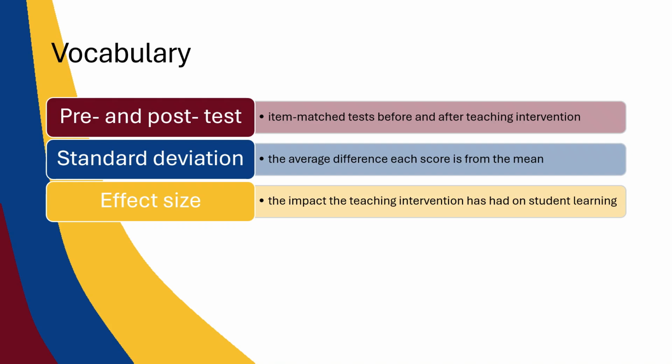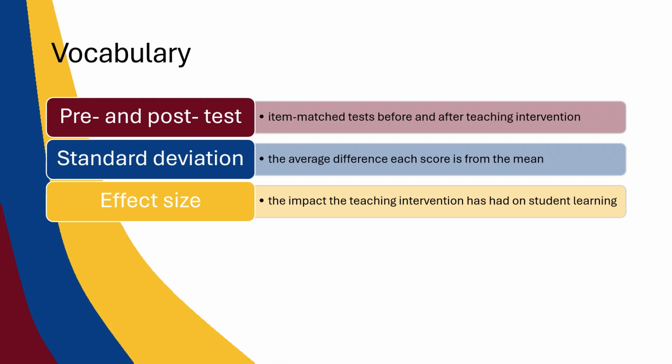A pre-test is a test that I would deliver before a unit of teaching and learning, and a post-test is a test that I would deliver after the unit of teaching and learning. Now, what's really important when we're calculating effect size is that the pre and post-test match one another. They should have the same number of items or questions, if you want to call them that, on the test, so that the highest possible score and the lowest possible score on each test is the same.